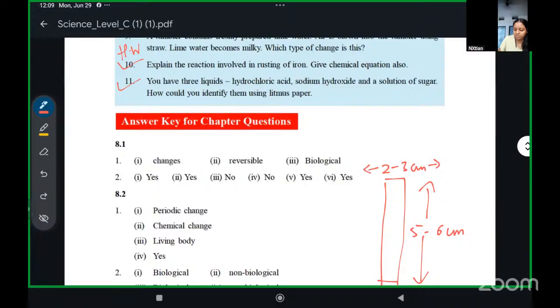Okay. The strips should be 5 to 6 centimeters long and 2 to 3 centimeters wide. This is just for reference. You can cut it according to you. This can be more or less than this also, but this is ideal, like a reference. If you want to know what the length should be, this is for your reference.